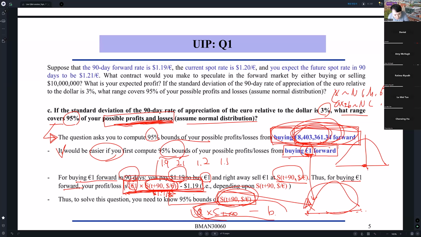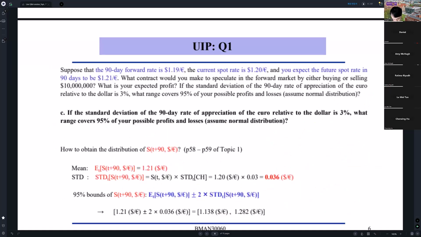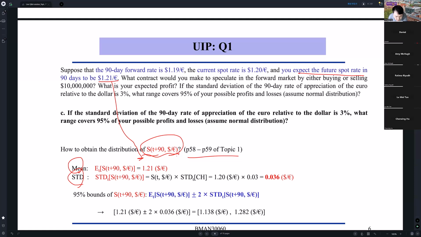Anyway, once I solve this one, everything will be clearer to you. So let's start with the 95% bound of this one. In topic 1, we learned this. We need to get the mean and standard deviation of the future exchange rate. Then you will get the distribution of this one, right? Now, given this information, you expect the future spot rate to be $1.21 per euro. So the mean is already given. What about the standard deviation?